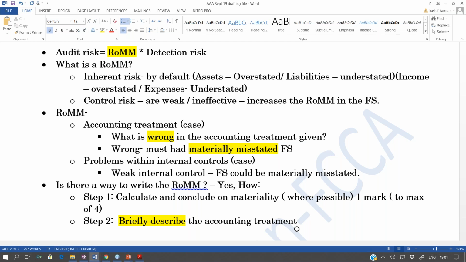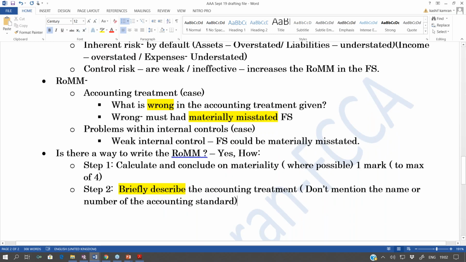Should we mention the name and the number of the standard when we are briefly describing the accounting treatment? No. Don't mention the name or number of the accounting standard. Is that clear, in black and white? That's a frequently asked question by students: should we write the name and number of the accounting standard? The examiner is saying no credit for that. Then I'll be demonstrating step 1 and step 2, so just wait for that.